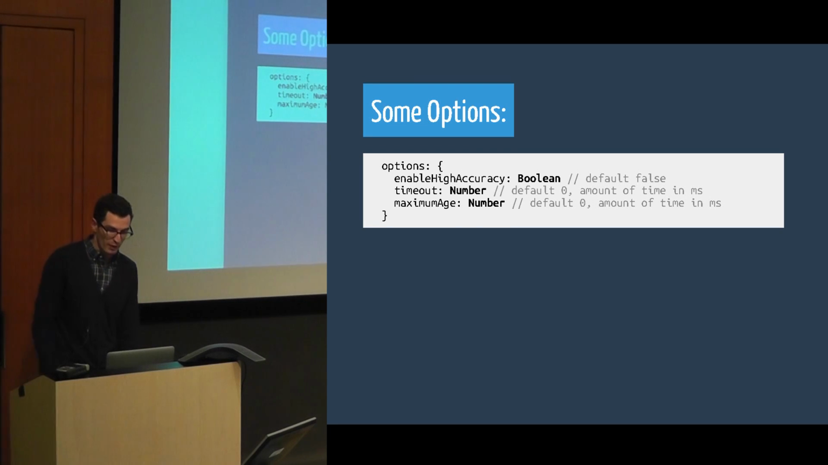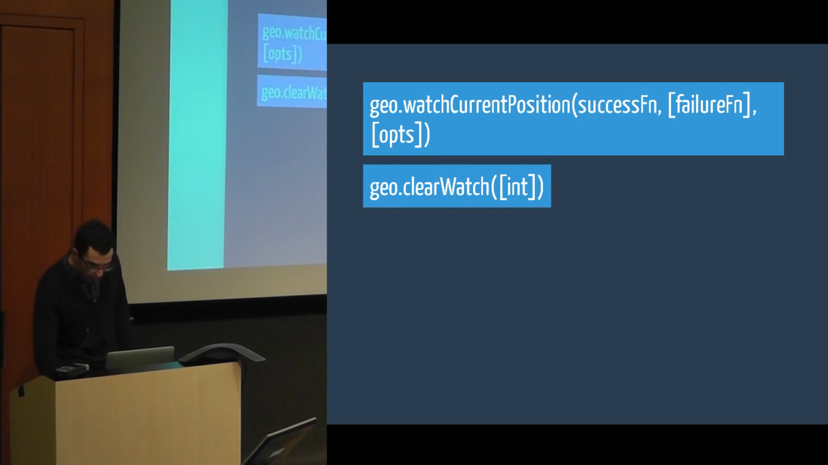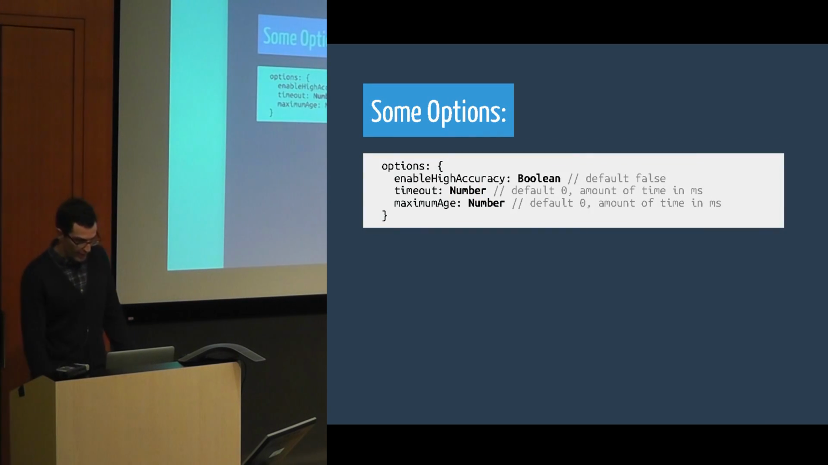And then finally, the third optional argument, if you see here, the success function, the failure, the options. The third one is some options. Enable high accuracy, which sounds like it should be on by default, but is not. A timeout, which is the time in milliseconds, and then the maximum age. So if you want to say, I want to take this cached location, but it can only be like 5 minutes old, that's something that you're able to do.